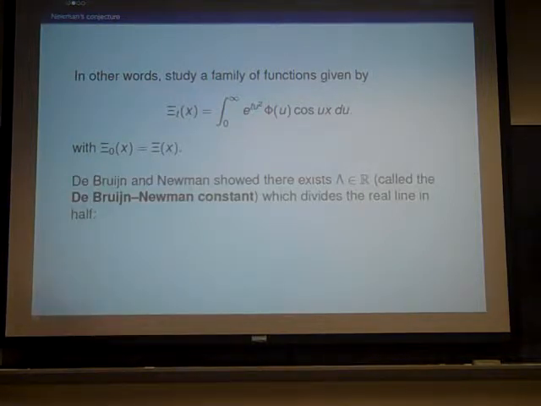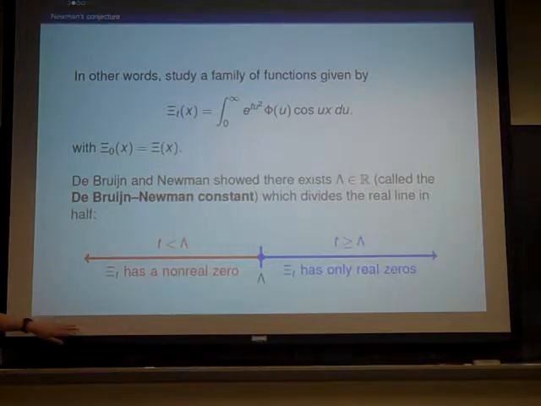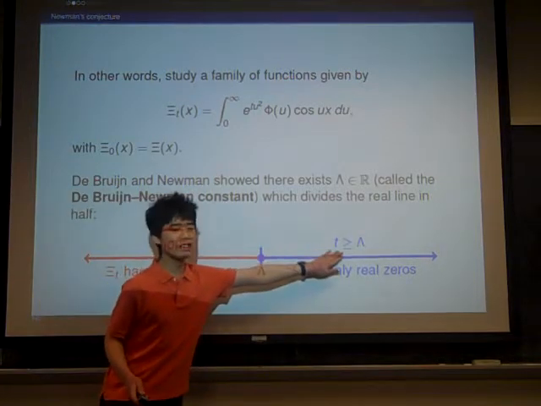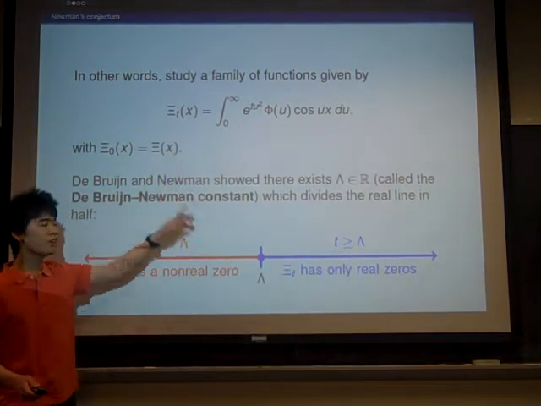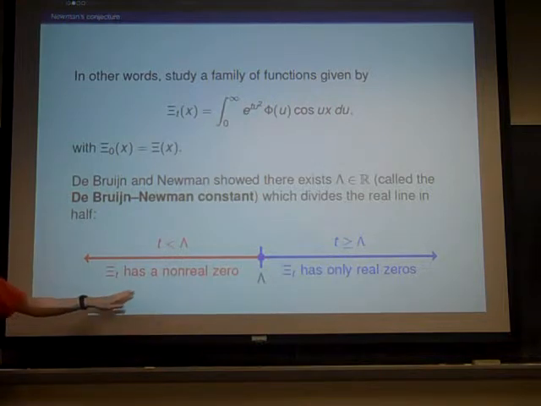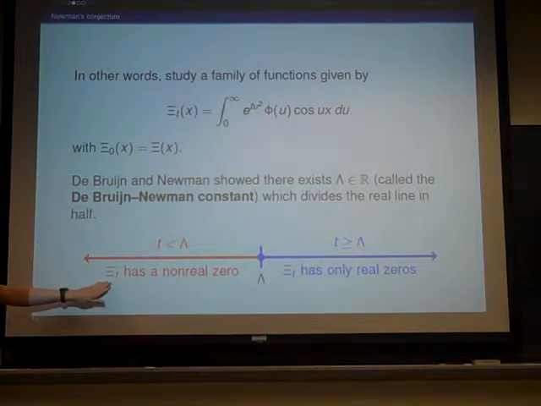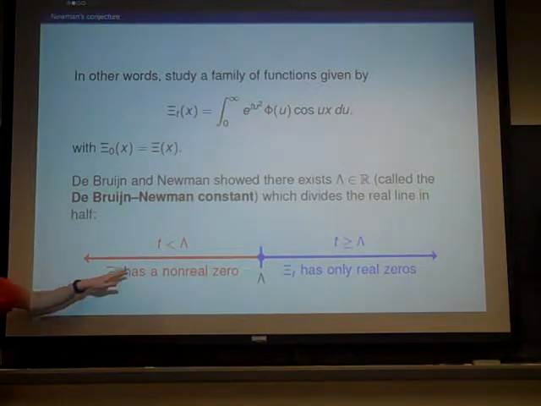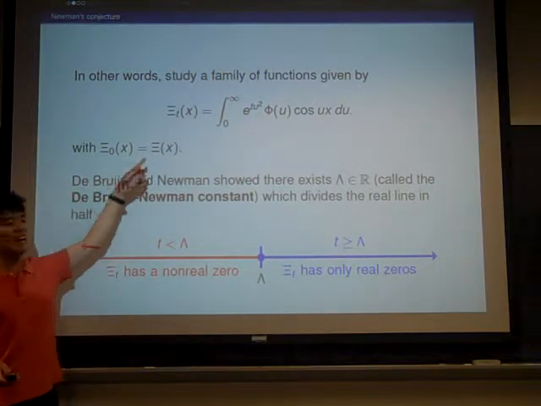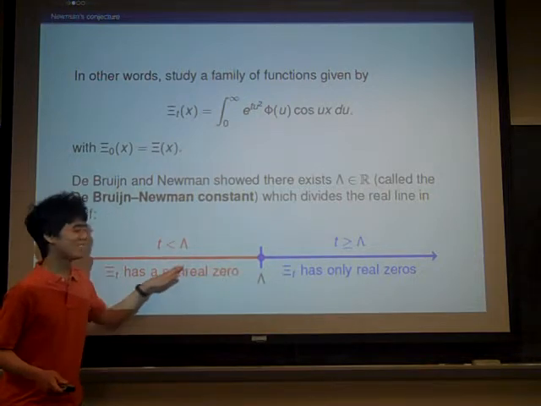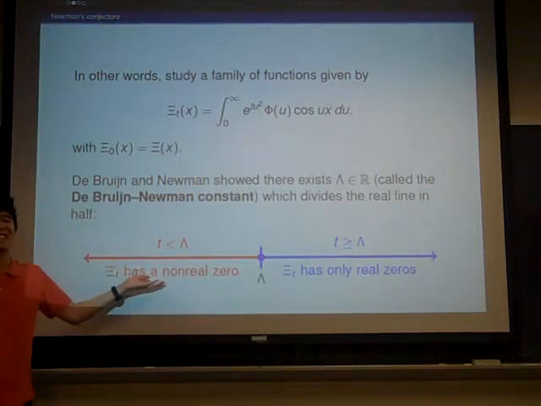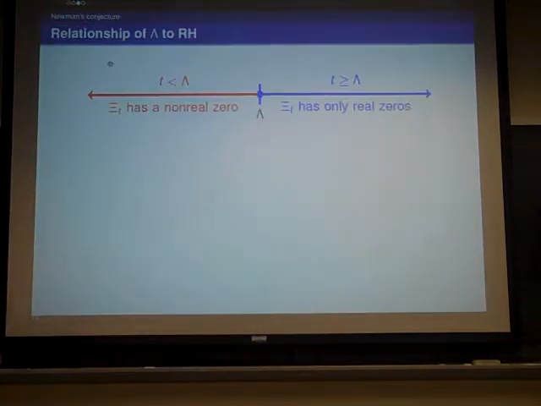And then De Bruijn and Newman show that there exists a constant lambda, which we'll call the De Bruijn-Newman constant, which divides the real line in half as follows. So if t is greater than or equal to lambda, then this function will have only real zeros. And if t is less than lambda, then C_t has at least one non-real zero. So actually what Polya wanted to show was that for all t, this function had only real zeros. In other words, this whole thing would be blue, but it turns out not to be true. But anyways, here's our picture.